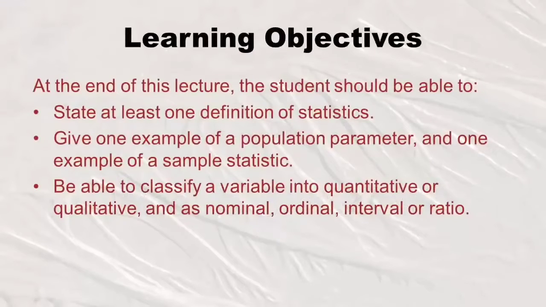So here are our learning objectives for this lecture. At the end of this lecture, the student should be able to state at least one definition of statistics. Yes, there's more than one. Give one example of a population parameter and one example of a sample statistic. Also, the student should be able to classify a variable into quantitative or qualitative and as nominal, ordinal, interval, or ratio.